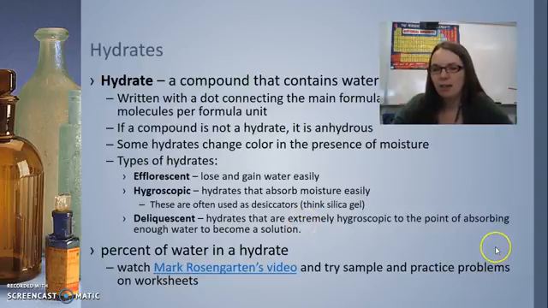One of the things that we're also going to look at is the percent of water in a hydrate, figuring out what percentage of a hydrate is water and what percentage is the other substance.